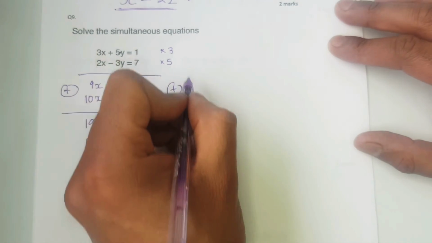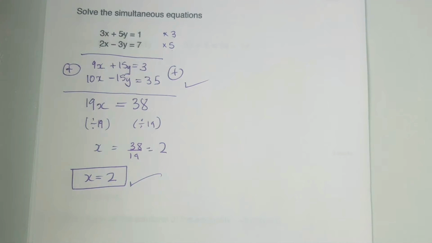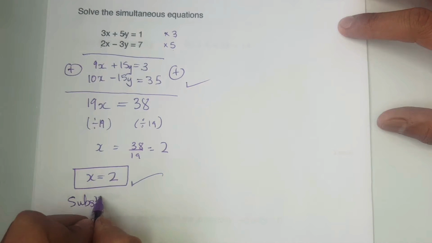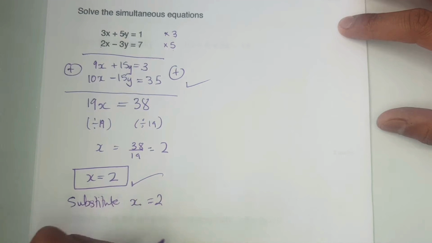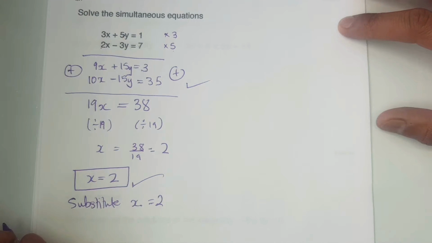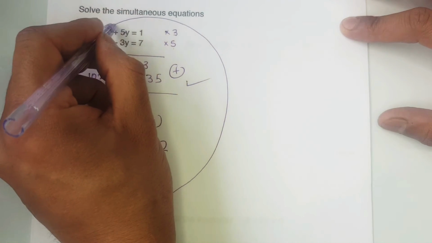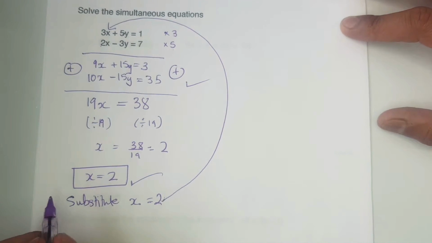So that's your first mark for eliminating. The second mark for x equals 2. And to get the third mark, we're just going to substitute x equals 2 into any one of the two equations. You can either choose the first one or the second one. I'm going to choose the first one because it looks nice and easy. You'd get the same answer, even if you substitute into the second one.